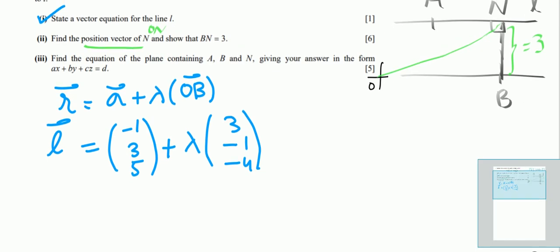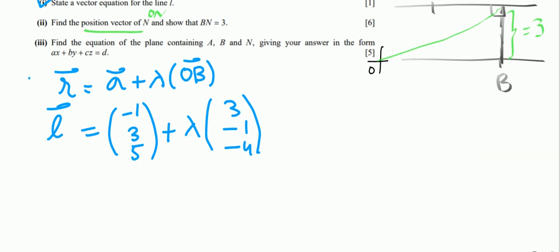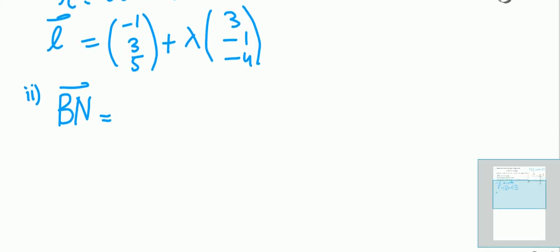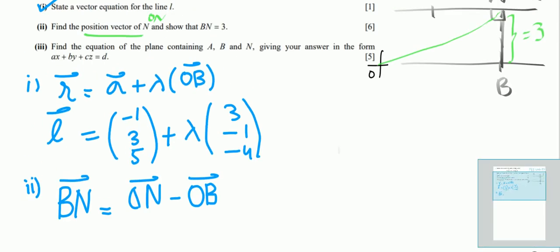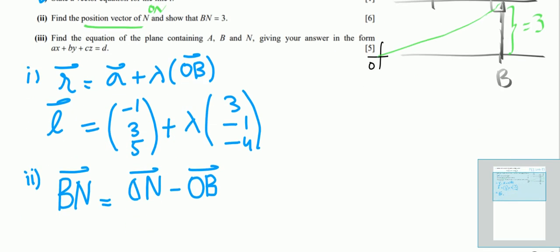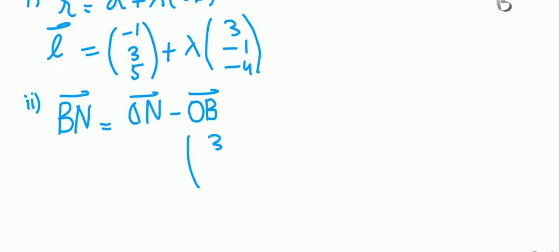This was part 1, and now we're doing part 2. So this line BN, if we break it down to its position vectors, it would be ON minus OB, right? And we have the value of OB, which is (3, -1, -4).